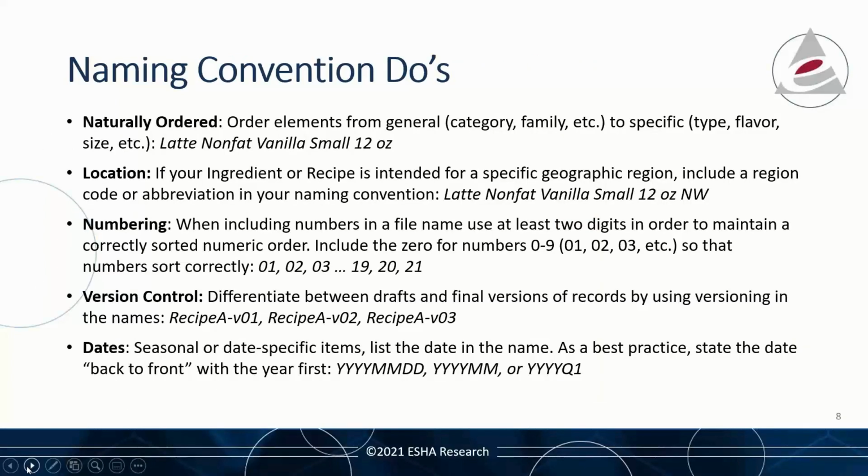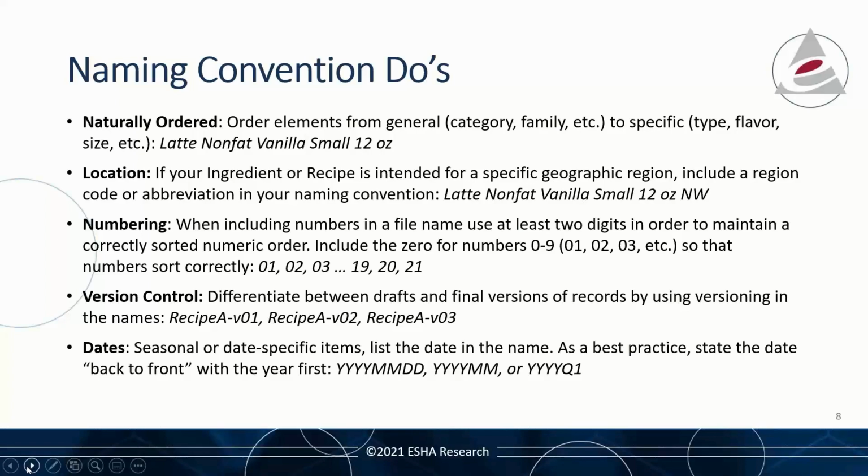When working with the names, some considerations or best practices include using ordered elements. So you may, again, want to list the ingredient names from general food type to specific detail, such as the example here, you see latte non-fat vanilla small 12 ounce. You may have various sizes of this type of item. So like latte non-fat vanilla medium 16 ounce or different flavors, latte non-fat caramel small 12 ounce. So using an ordered approach to the names helps you manage these similar items.